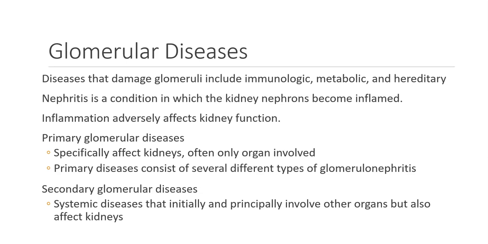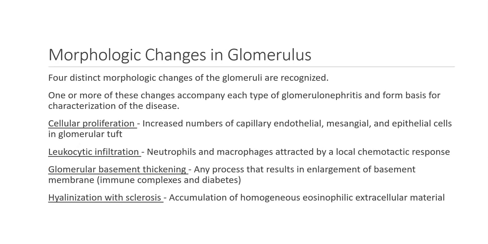Secondary glomerular diseases are systemic diseases that initially and principally involve other organs, but also affect the kidney, such as in diabetes. There are 4 distinct morphologic changes of the glomeruli which are recognized, and 1 or more of these changes accompany each type of glomerulonephritis and form the basis for the characterization of the disease, to classify the disease.